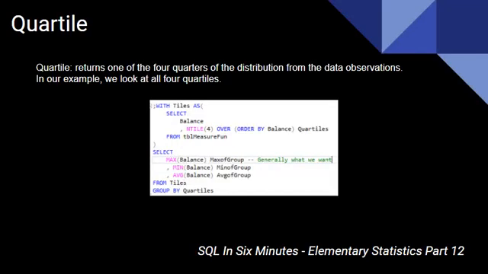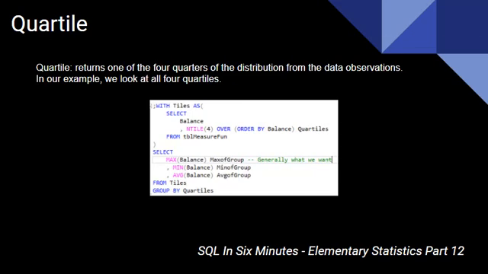All right, welcome back to the 12th part of elementary statistics, and we are going to be looking at the quartile. This is very similar to the last video in T-SQL where we were looking at the percentile. We're going to be dividing the data into four sets using this NTILE function, and instead of 10, where we were trying to get the 10th percentile of each category, or every 10%, I should say. So the quartile is going to return one of the four quarters of the distribution from the data observations. So for example, in our example, we're going to look at all four quartiles, 25th, 50th, 75th, etc.